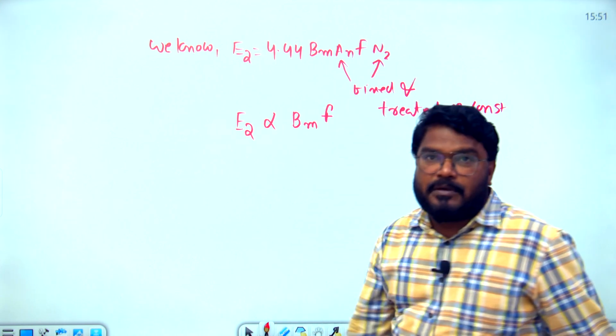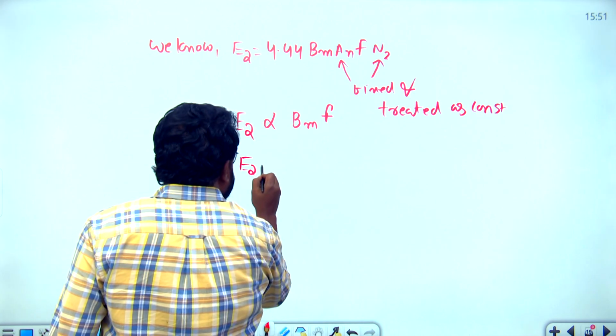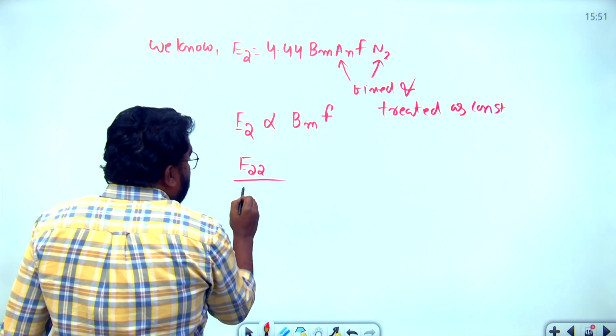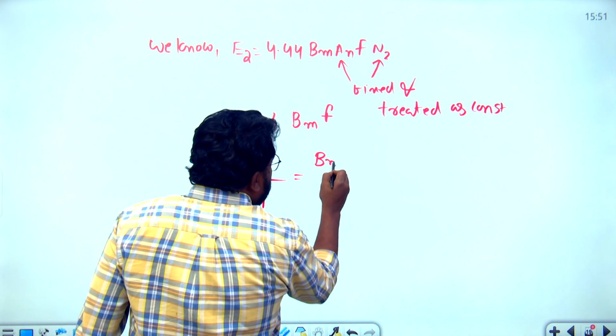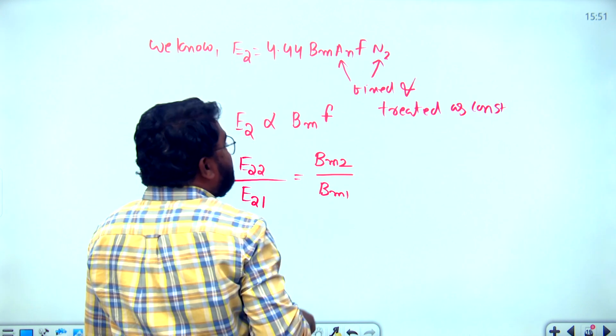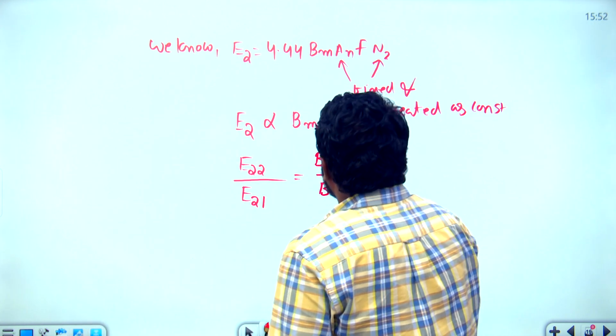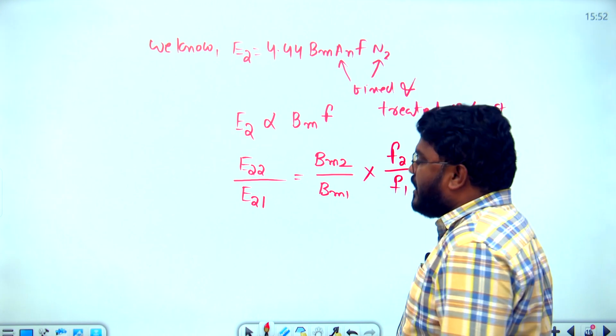So the induced EMF E2 is directly proportional to the product of the flux density and the frequency of the transformer. Now this equation can be written as E2 in case 2 divided by E2 in case 1 is equal to B maximum in case 2 divided by B maximum in case 1, multiplied by the frequency in case 2 divided by the frequency in case 1.